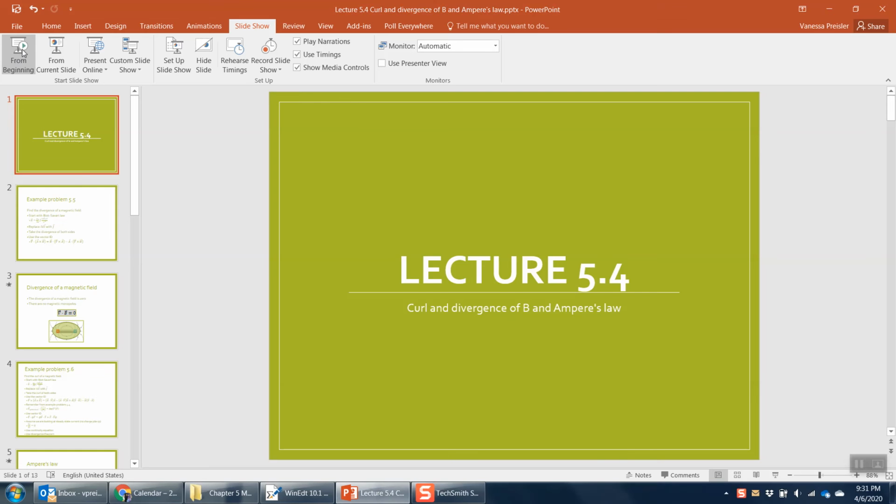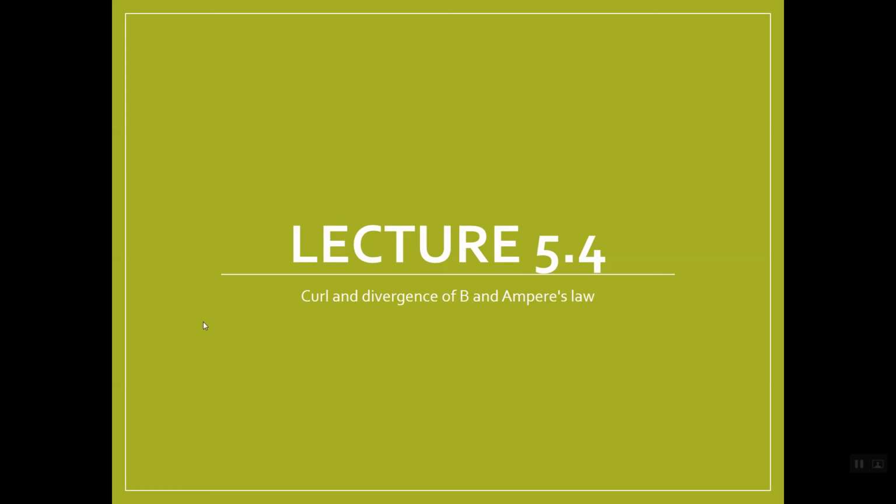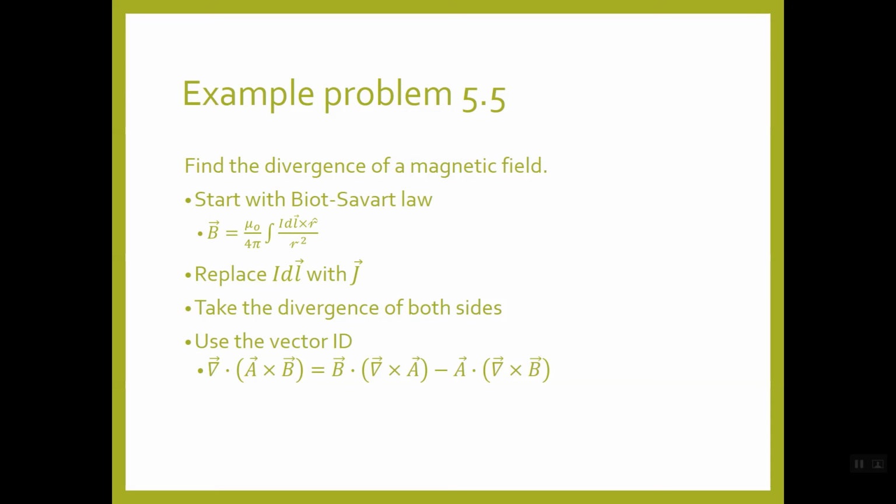Okay, so in these lecture slides, we're going to find the curl and divergence of the magnetic field, and also we're going to be introduced to Ampere's law. So the first thing that you're going to do is example problem 5.5, where I want you to find the divergence of a magnetic field. And I've kind of laid out the steps on how to do that here.